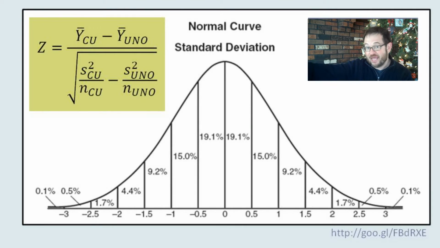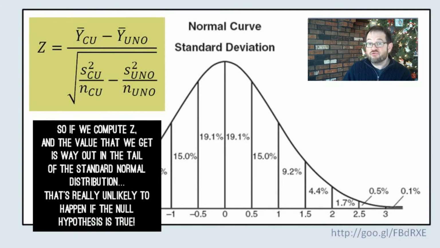And if you go way out into the tail of the distribution there, like off to the right in the diagram, you can see that only 0.1% of the time will the value of Z be greater than 3. And so if we compute Z and we get a value that's way out there in the tail of the standard normal distribution, that was not a very likely thing to happen. And therefore, the only assumption that we made to get to this point, that the null hypothesis was true, must not be right.